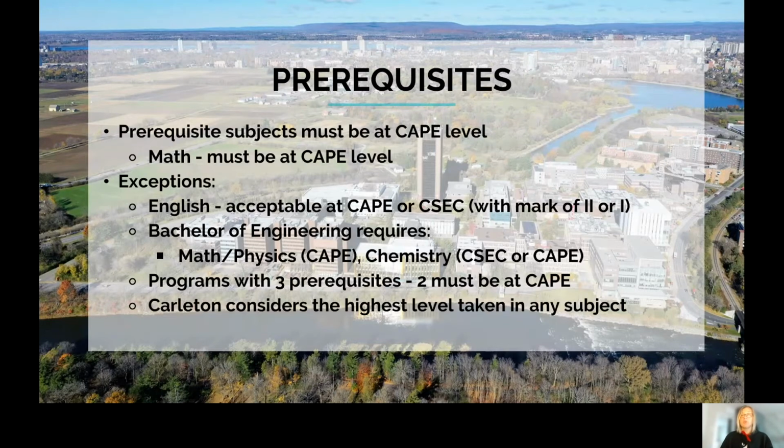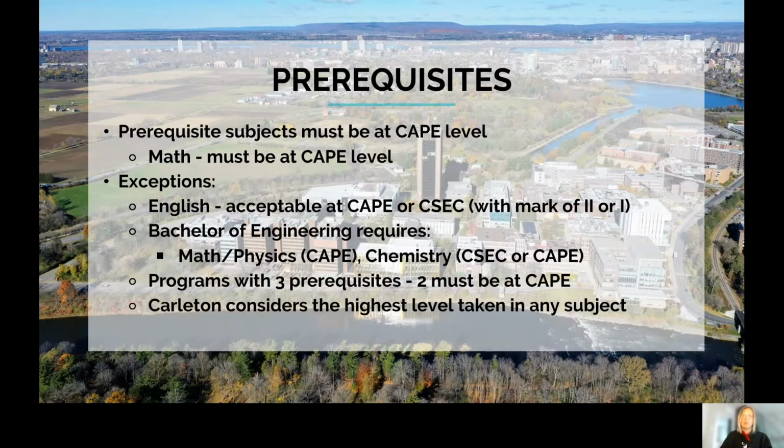Bachelor of Engineering program is quite specific in the requirements. First of all, it has 3 specific subjects that it requires of you. It's math, physics, and chemistry. And here you need to know that you absolutely have to have math and physics at CAPE level. Chemistry could be CAPE, could be CSEC. Preferably CAPE, but if it is only at CSEC, that's something we will review as well, but math and physics must be CAPE.